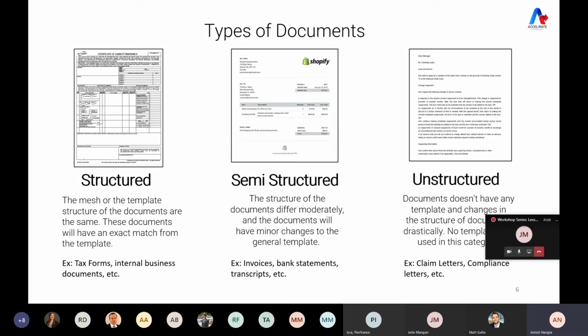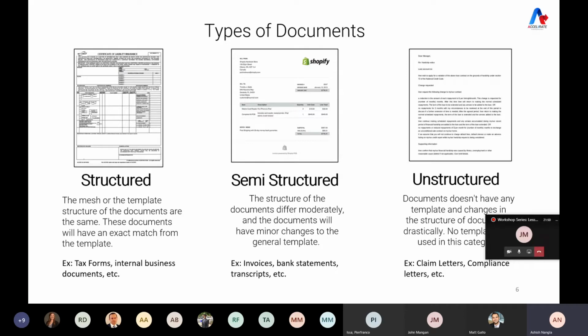Then there are semi-structured documents, like an invoice, which has a certain set of parameters, certain fields, and a general way people keep this information. There are totals, there are subtotals, there is an invoice number. Generally, there are dates and those kinds of things that are defined.